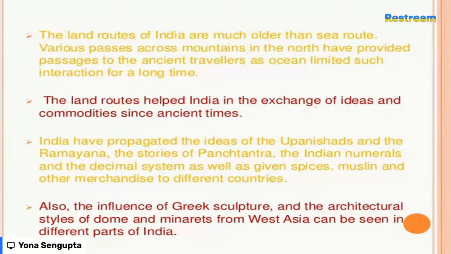Number three, the ideas of Upanishads and the Ramayana, the stories of Panchatantra, the Indian numerals, and the decimal system thus could reach many parts of the world. Number four can be the spices, muslin, and other merchandise were taken from India to different countries. And number five, at last, can be on the other hand, the influence of Greek sculpture and the architectural styles of dome and minarets from West Asia can be seen in different parts of our country.